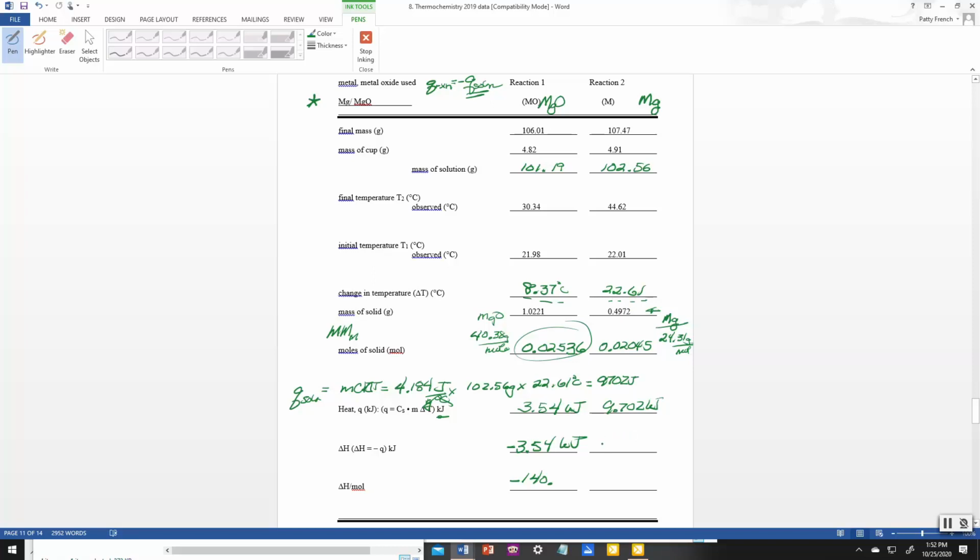Delta H, once again, which is Q reaction, is negative 9.702 kilojoules, divided by, let's see, I'll put it over here, 9.702 kilojoules divided by the number of moles of magnesium, 0.02045 moles, came out to be negative 474.4 kilojoules per mole.